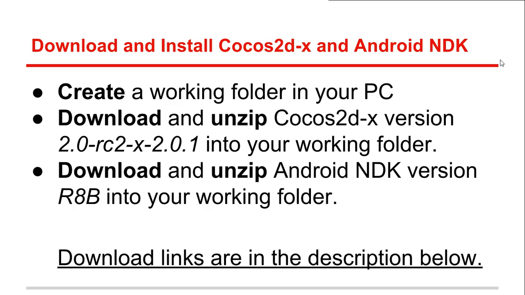Then you're going to download and unzip Cocos2d-x version 2.0.2.0-rc2-x-2.0.1 into your working folder. Make sure you download this exact version, because if you download a newer version, you may get problems with the code. If you are not an expert programming on C++ or Java, and you just want to follow this tutorial exactly as I do, please download this version. But if you are an expert already, you may download a newer version.